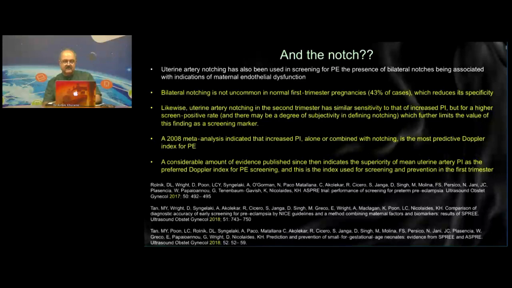There's enough literature, as you see in this slide, telling me that this is a situation where the notch is subjective. A lot of uterine artery PIs will show a notch at 11 to 14 weeks, and therefore, we do not use the notch as a criterion. We should only use the PI. What else do we use at this stage of the 11 to 14 week scan?